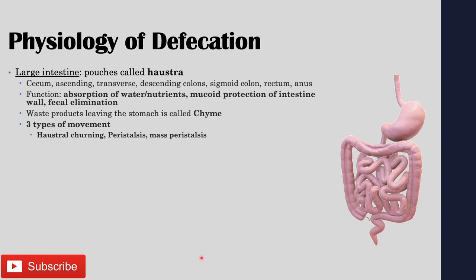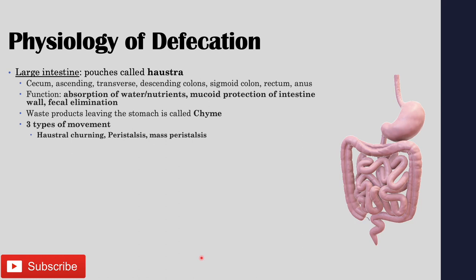And the function of the large intestine is to absorb water and nutrients. It also provides a mucoid protection of the intestinal wall because it does secrete mucus, which contains large amounts of bicarbonate, which helps to neutralize the acidic contents that come from the stomach. And it also functions in fecal elimination, so it helps to make fecal elimination possible.